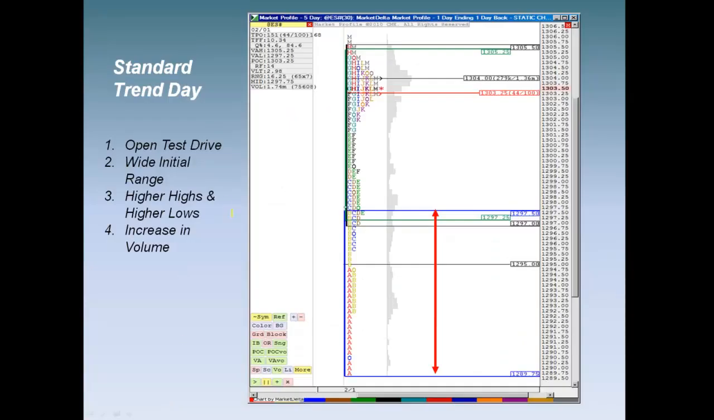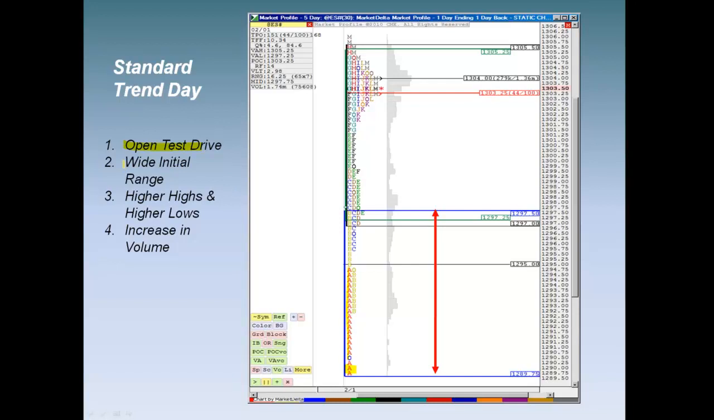All right, let's review again quickly what a standard trend day looks like. And it is characterized by a number of different characteristics. First of all, the open test drive. Standard trend day is very directional in nature, be it an up direction or a down direction. We're going to see either an open drive or an open test drive. And here, in this case, we have a test drive. We dropped a little bit, and then the market continued in a set direction.